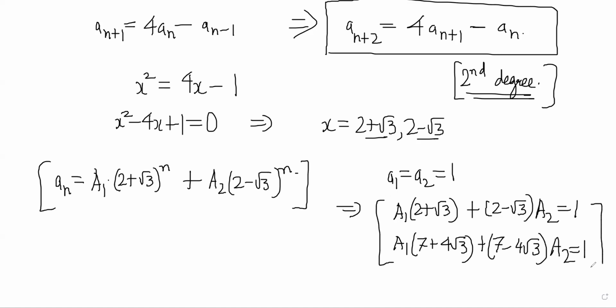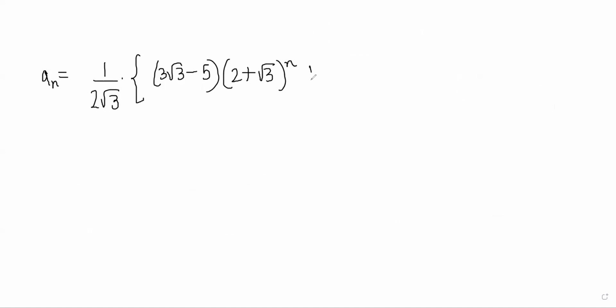If you solve these two equations, you will get a1 as (3√3 − 5)/(2√3) and a2 as (5 + 3√3)/(2√3). So finally, our general form of an becomes 1/(2√3) times [(3√3 − 5)(2 + √3)^n + (5 + 3√3)(2 − √3)^n].